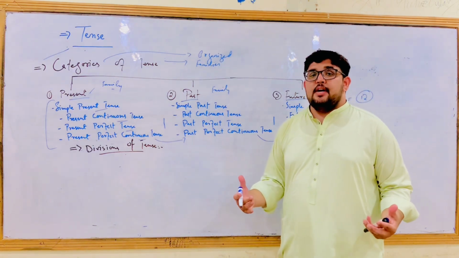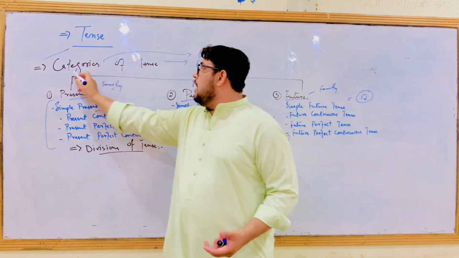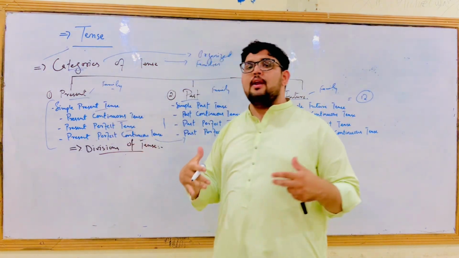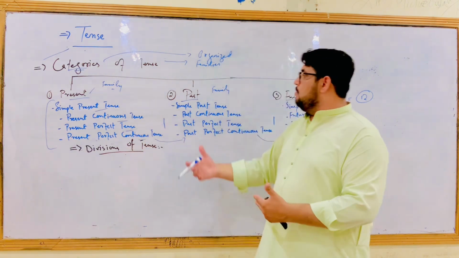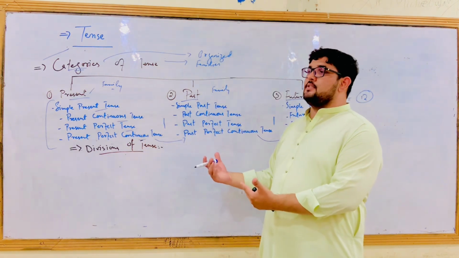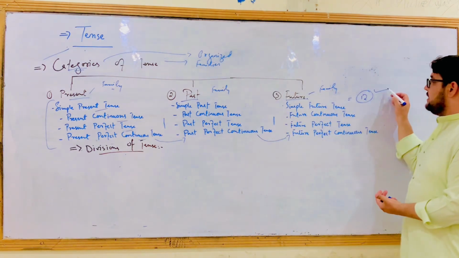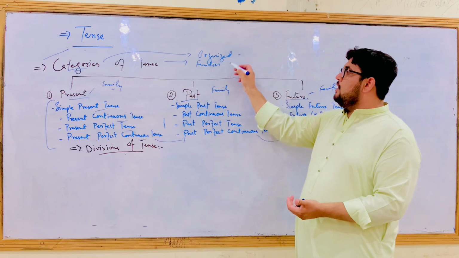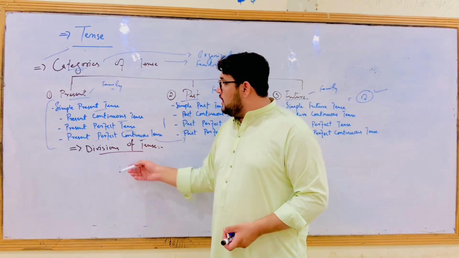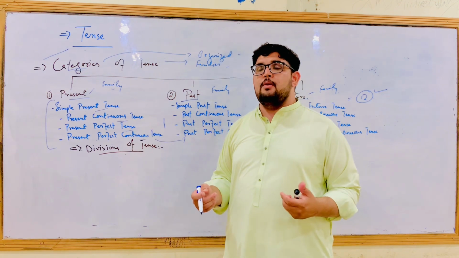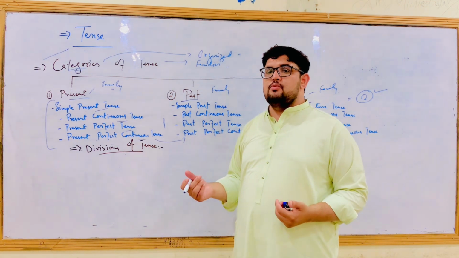So I prefer teaching or learning tenses based on categories. Why? Because we study one category, one family in an organized way, then we move towards the next family, and then the third family, which makes 12 tenses. So they are more organized and they are in families. Next is division of tenses. By division, we mean that tenses are divided according to sections.